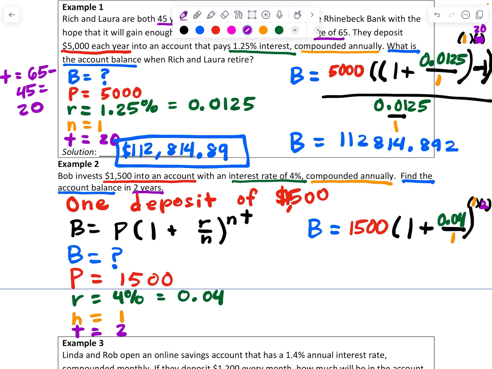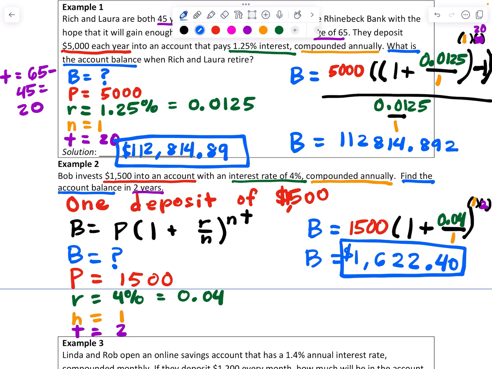Type that into your calculator, and we should find that B equals $1,622.40. So that would be my solution. In 2 years, that's how much money would be in his account. And again, I used this formula from the last lesson because it was just $1,500 deposited into the account one time, not repeatedly.